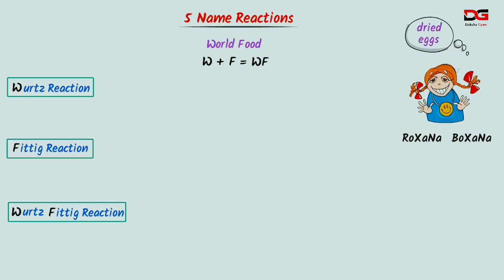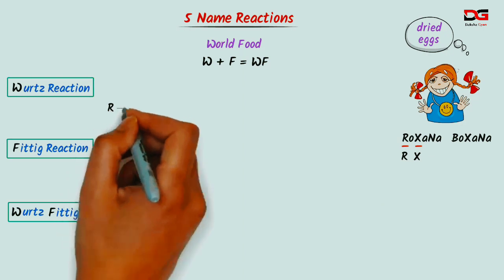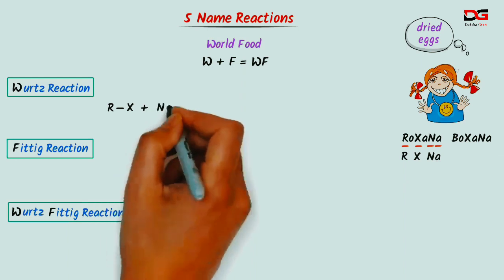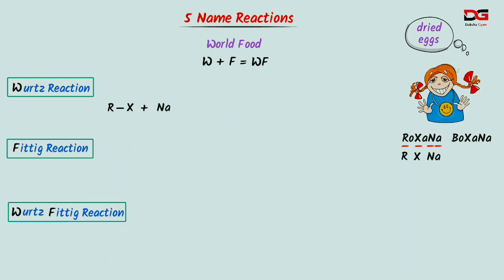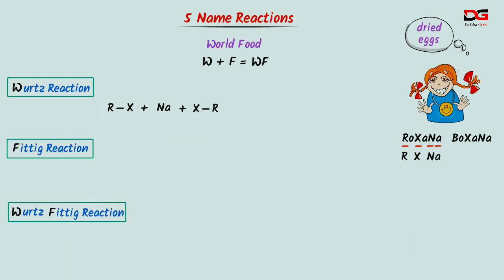Now in case of the Wurtz reaction, I take R and X. It is an alkyl halide. Note it down that here X is a halogen like chlorine, bromine, etc. Secondly, I take Na, which is sodium. Thirdly, I take this RX and write it again after sodium. Note it down that if we know the reactants, we can easily guess the products.